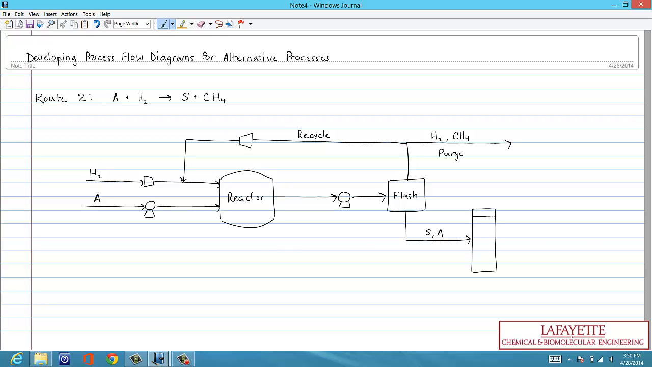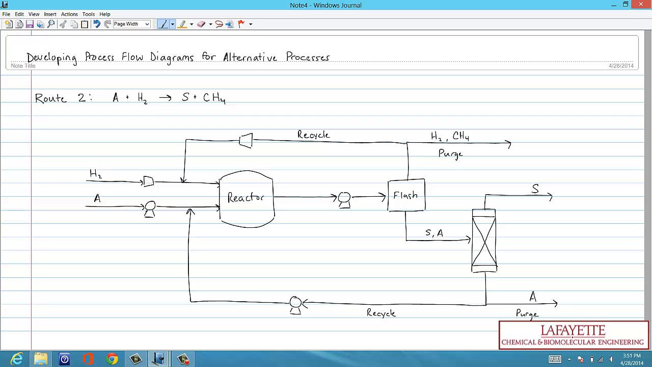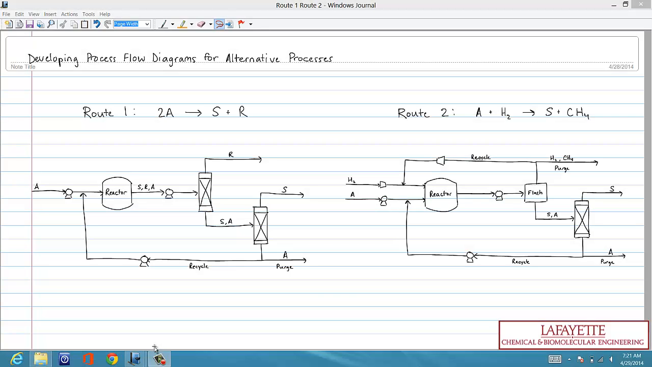We still need to separate S from A, and we can do this with a separation column, where S leaves the top of the column to be collected. A leaves in the bottom and can be pumped back to the reactor feed with a pump, making sure to add a purge line. We now need to determine which process is more profitable.